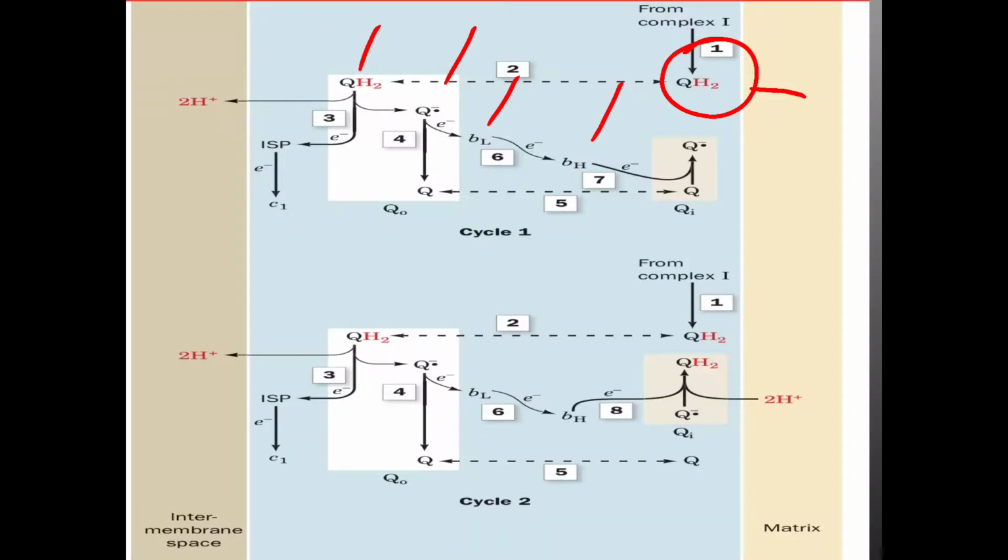Because like here, in the fourth step, when this quinone helps in moving the electron towards Bl, it leads to the formation of the main oxidized form of the quinone. Same like here, when this BH helps in transferring the electron towards this quinone, it will lead to the formation of semiquinone again. Okay, so semiquinone is formed again.